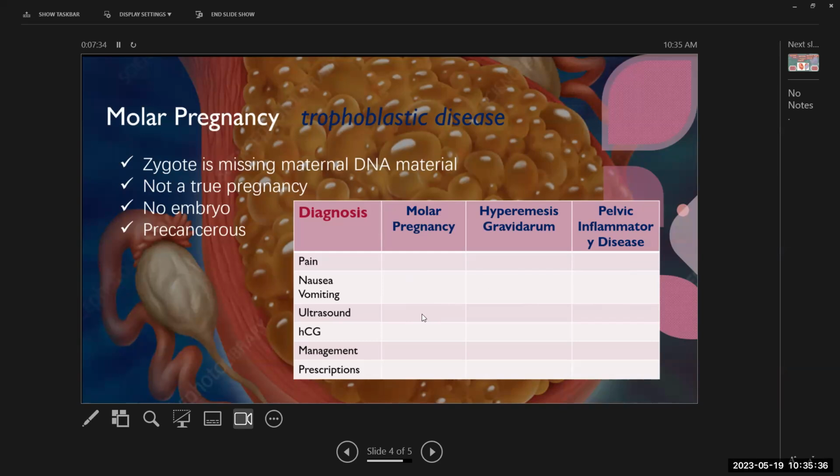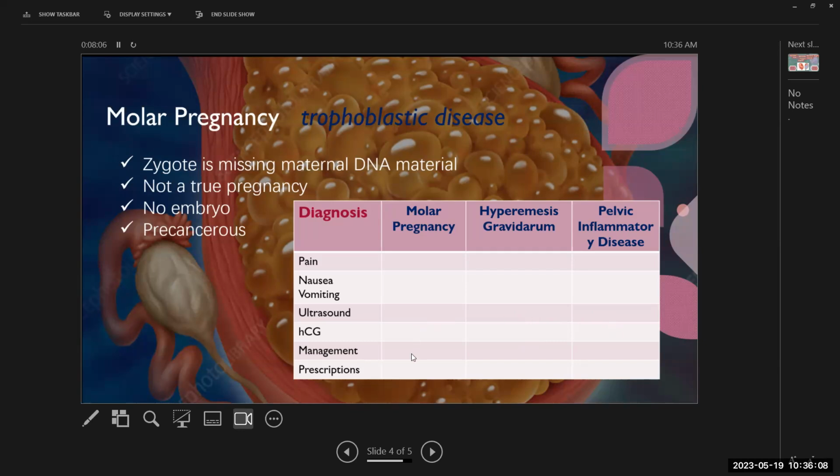Ultrasound, what's it going to show? With a molar pregnancy, it's going to show a large uterus and high levels of HCG. Hyperemesis gravidarum is just going to verify that there is a pregnancy. Okay, HCG levels should be normal for the gestational age. Pelvic inflammatory disease is going to show inflammation, and of course, there's not going to be any HCG.